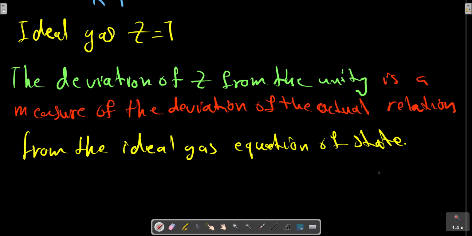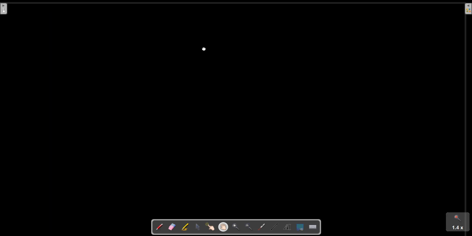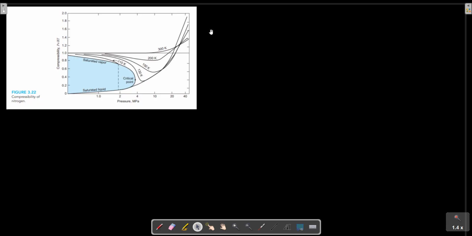The figure below shows a skeleton compressibility chart for nitrogen. From this chart we make three observations.